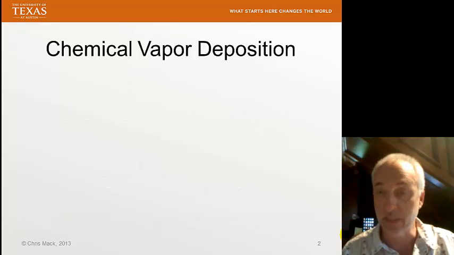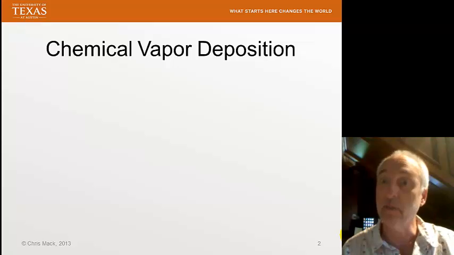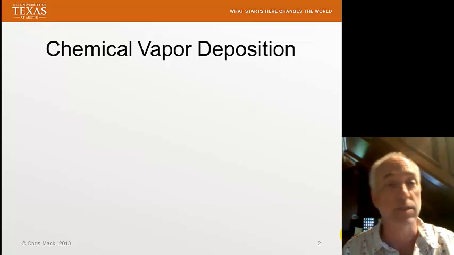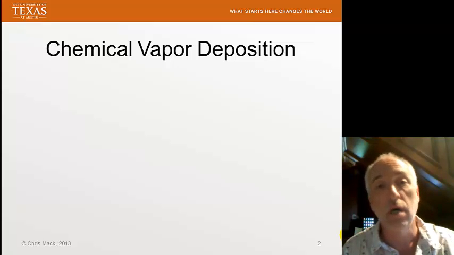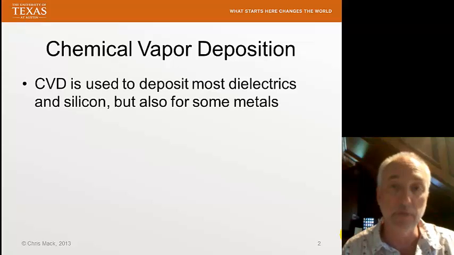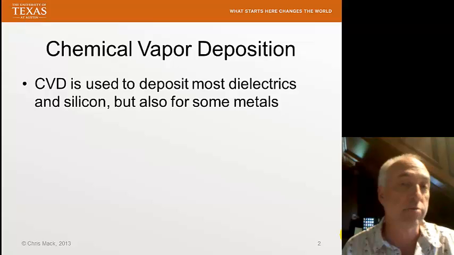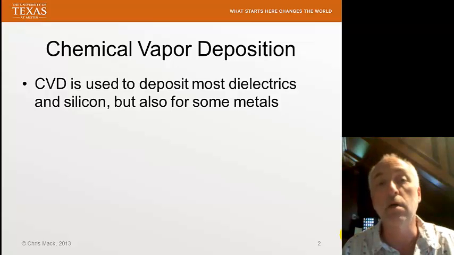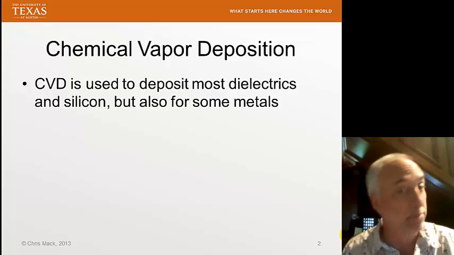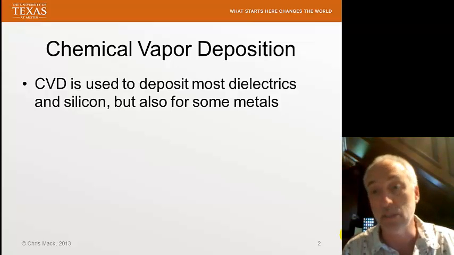Chemical vapor deposition is different than the previous deposition topics we've covered, physical vapor deposition, in that chemistry is involved in the creation of the material that makes up the film we're depositing. CVD is used to deposit most of the dielectrics that we use in semiconductor manufacturing, also silicon, in either an epitaxial or polysilicon form. We'll talk about those later. But also for some metals, we can do CVD tungsten and titanium nitride, for example.